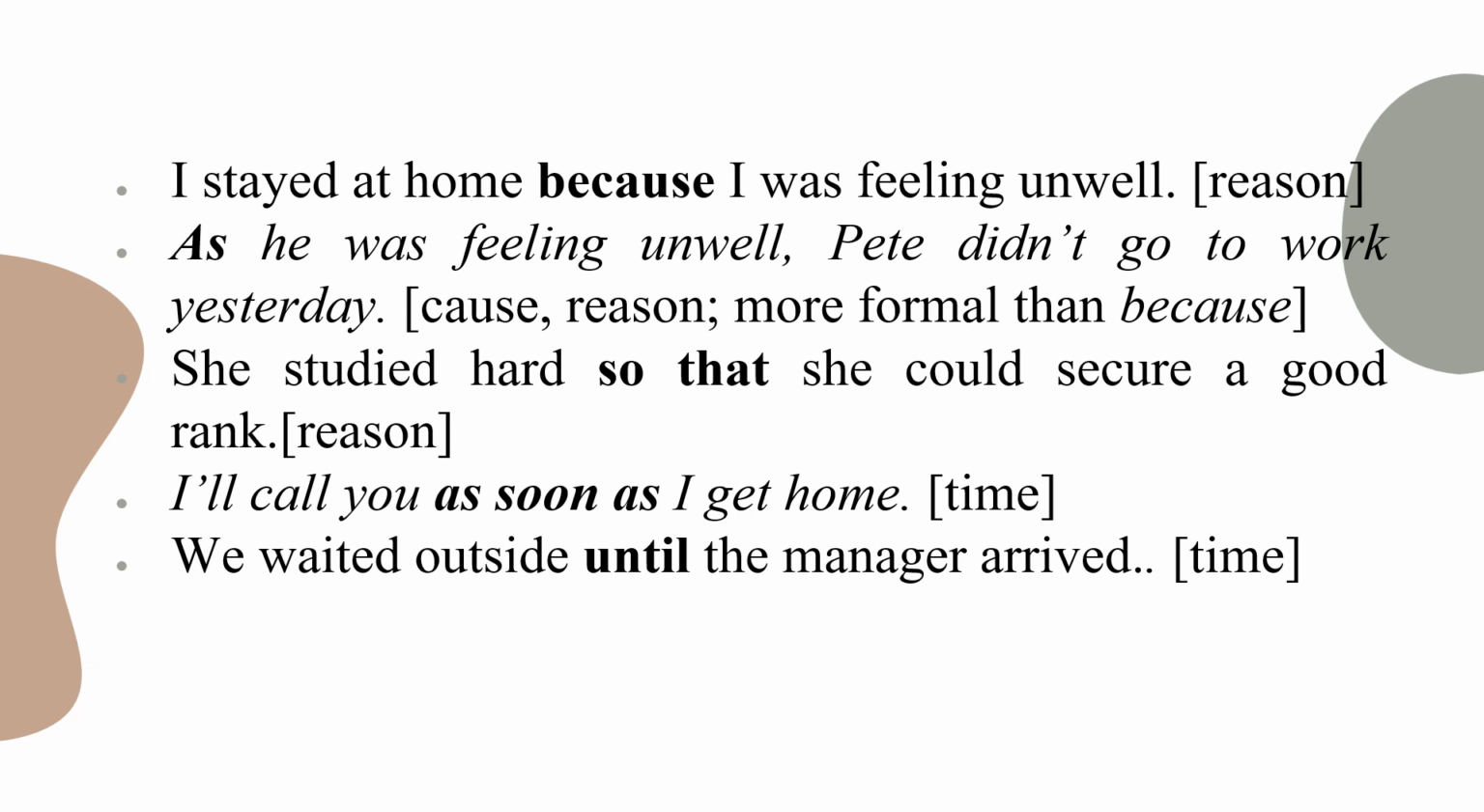Next, "She studied hard so that she could secure a good rank." A reason has been stated again. We can ask a simple question: why did she study so hard? To this question, the answer would be so that she could secure a good rank. So it's pretty simple and common that these two sentences, she studied hard and she could secure a good rank, have been joined very subtly with the words so that.